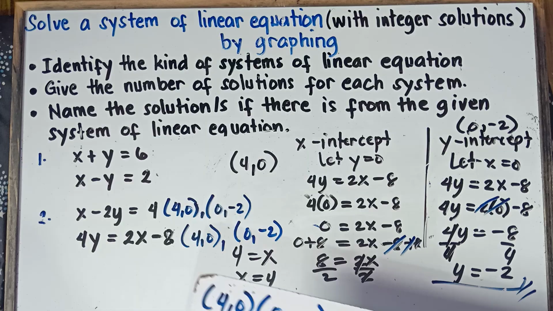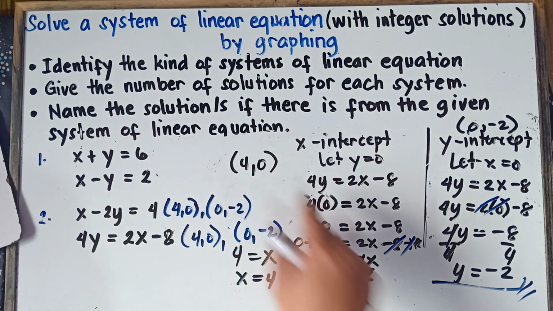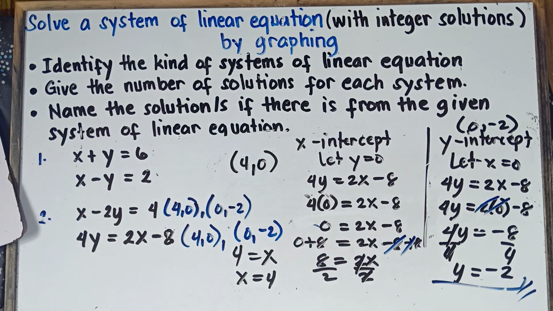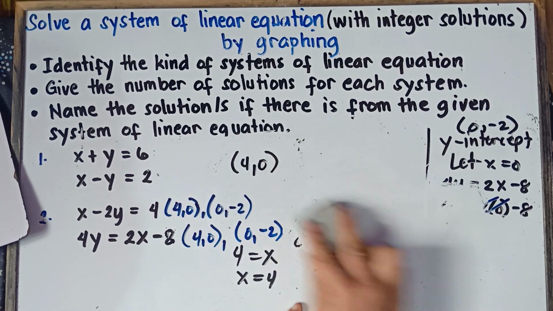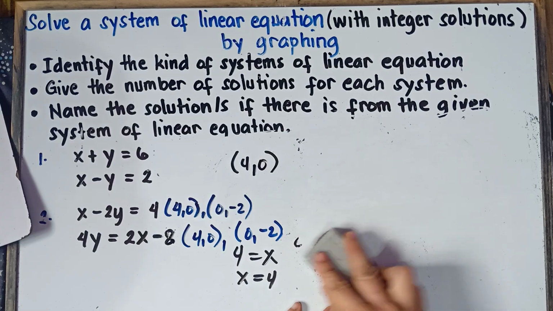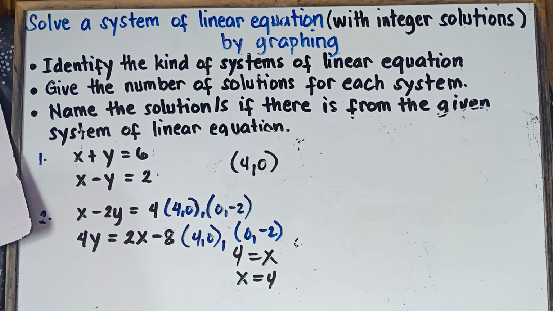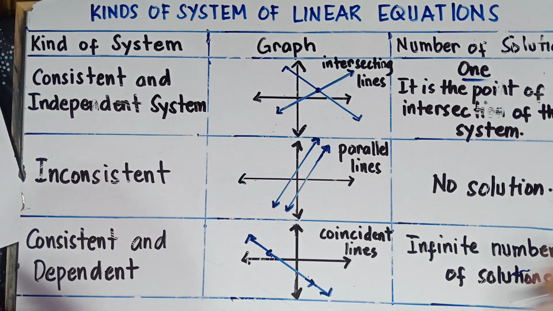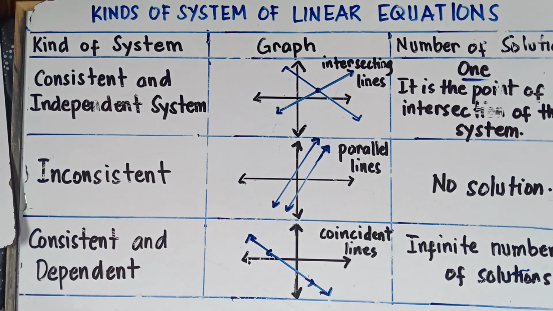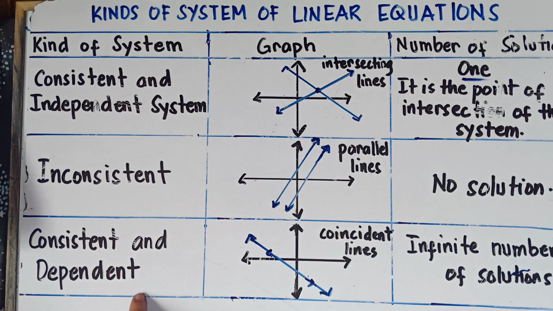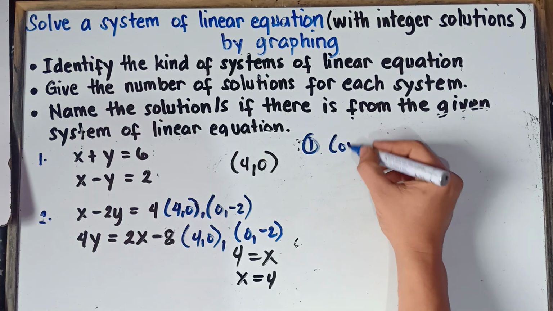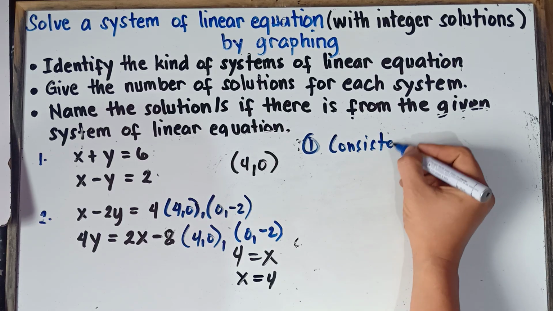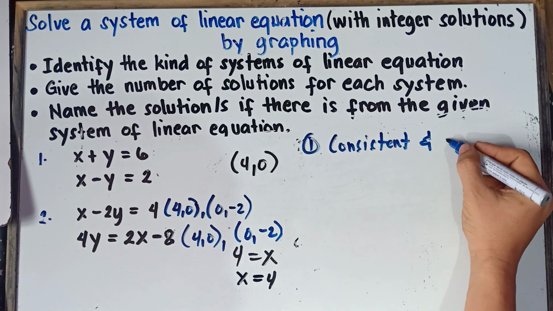So therefore, class, the answer for number 2, the kind of system, what's the answer, class? Let's answer number 2. That's correct, that would be consistent and dependent. If you have a graph like this, they lie on the same line. The answer, class, that would be consistent and dependent.